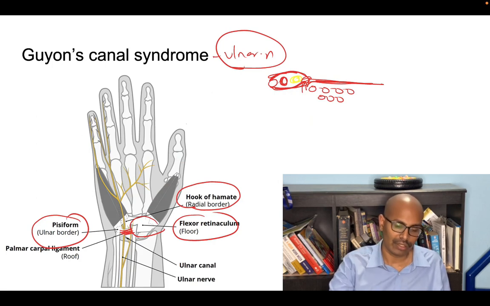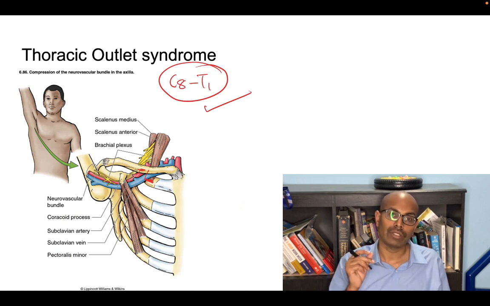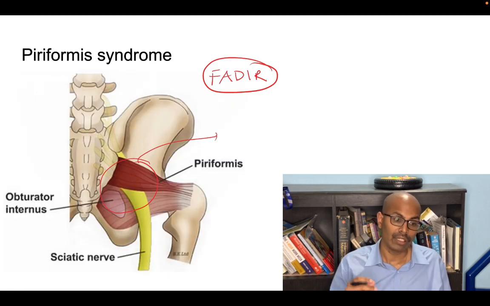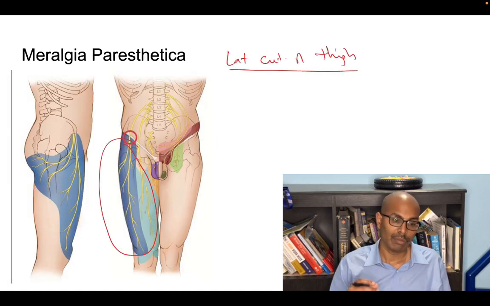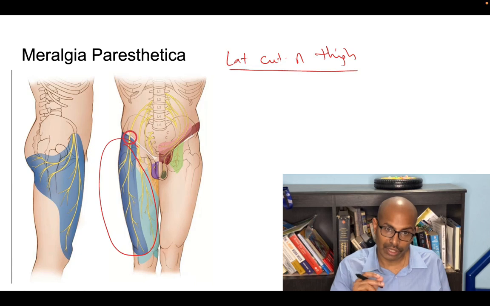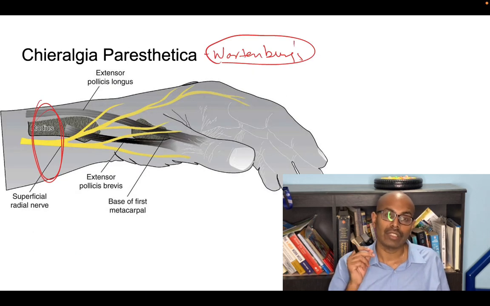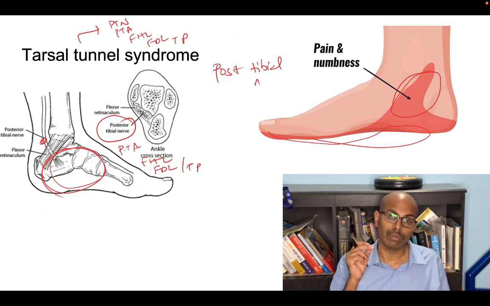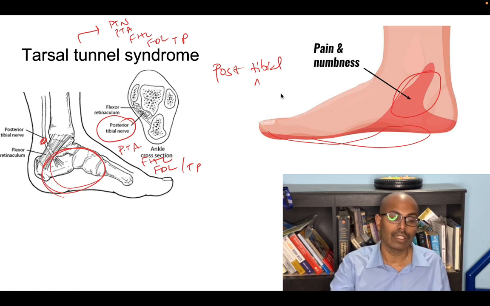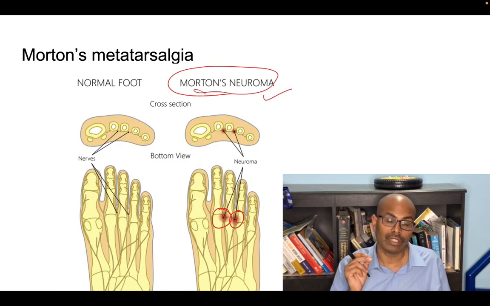in the Guyon's canal. Thoracic outlet syndrome is compression of the brachial plexus between the clavicle and the first rib or the cervical rib. Piriformis syndrome is compression of the sciatic nerve behind the piriformis muscle. Meralgia Paresthetica is compression of the lateral cutaneous nerve of the thigh. And Chieralgia Paresthetica is compression of the superficial radial nerve at the level of the distal forearm and the wrist. Then tarsal tunnel syndrome is compression of the posterior tibial nerve at the level of the tarsal tunnel. Morton's metatarsalgia is compression of the interdigital nerves of the foot between the third and fourth web spaces.